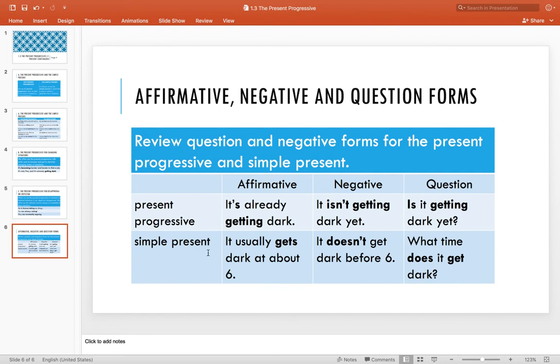Here is a simple present affirmative statement. It usually gets dark at about 6. It doesn't get dark before 6. There with a negative, I use doesn't. And then this is the base form. Goes back to the base form. What time does it get dark? Here is does to make a question. And here is get, going back to the base form.